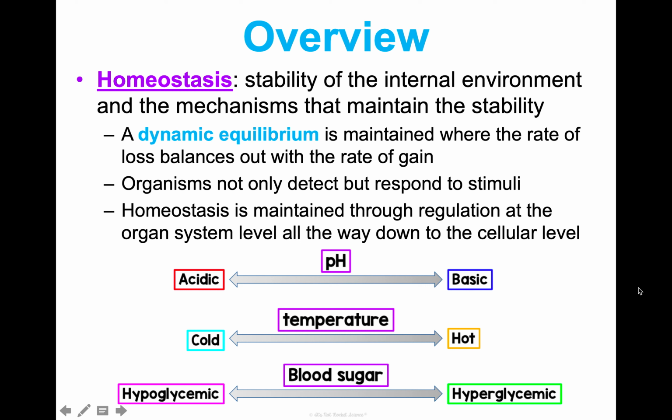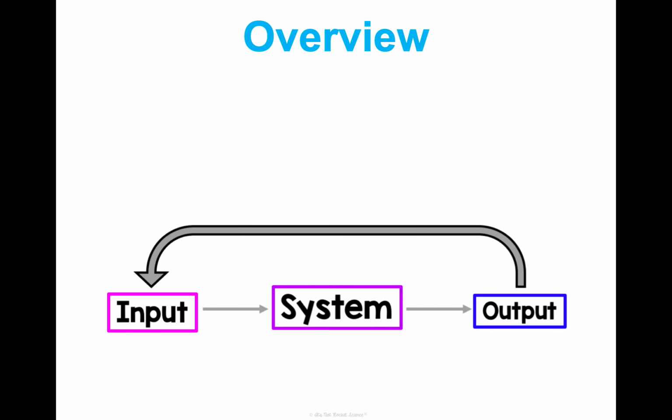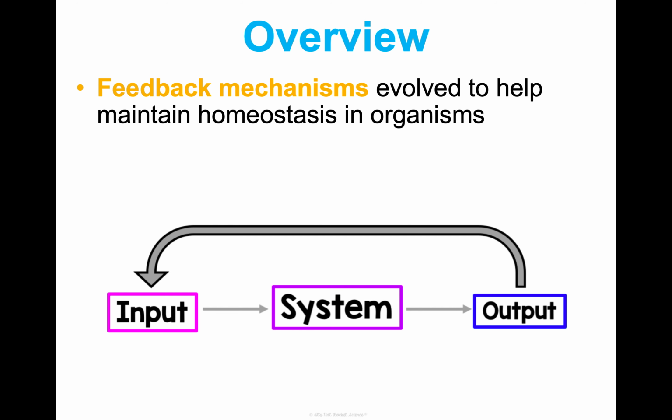So we're working within parameters here to maintain stability. There's never just one set number. There's usually a range here, and we can be below that normal range or above it. So how do we do this? What are some of these mechanisms we use?